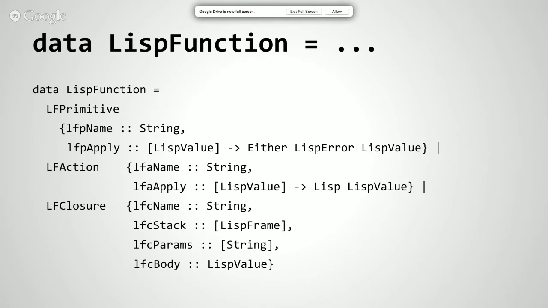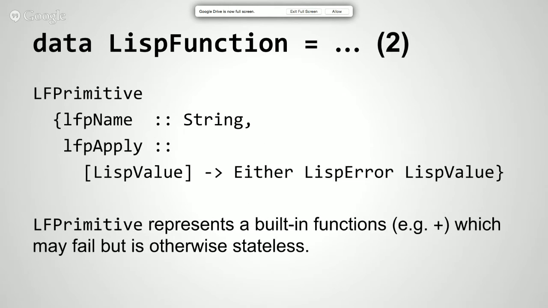LF action looks similar, except it's in the Lisp monad. LF action is for the built-in actions like printing things to the console and loading things from a file, which is incidentally the only I/O we really do. And then LF closure is for code, or for closures. And I'll show an example of that.